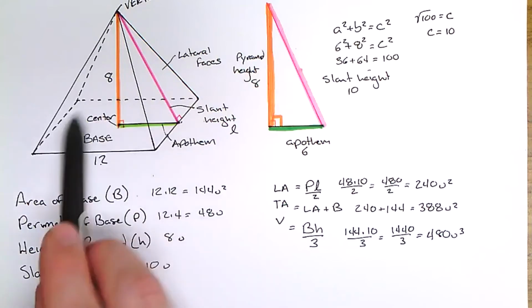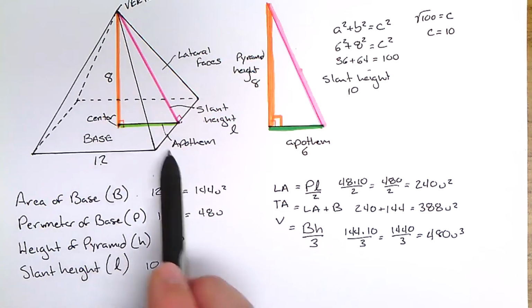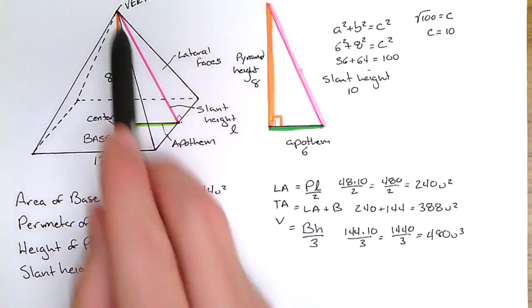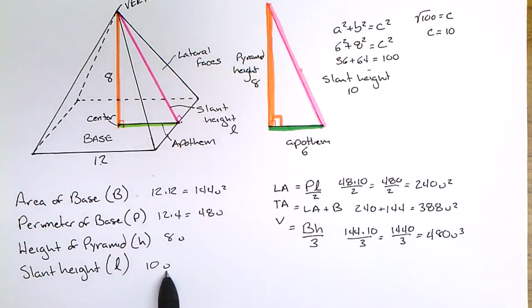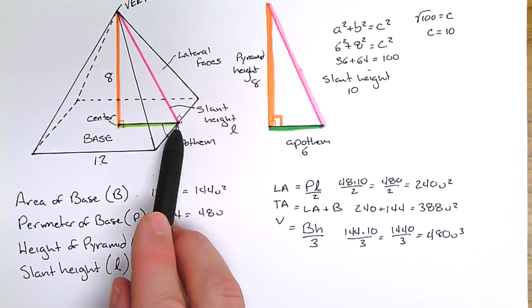So we have our pyramid, the 4 pieces of information we need: area of the base, which is simply the area of that polygon; the perimeter of the base, which is simply the sum of the side lengths; the height of the pyramid; and then the slant height. Again, the new measurement going from the vertex to the center of the side.